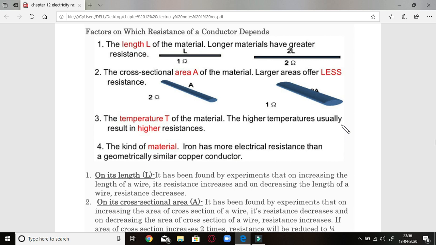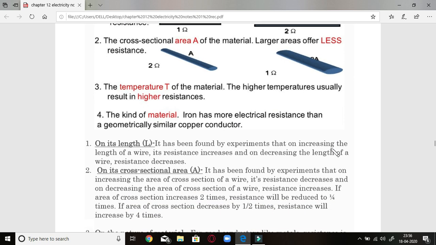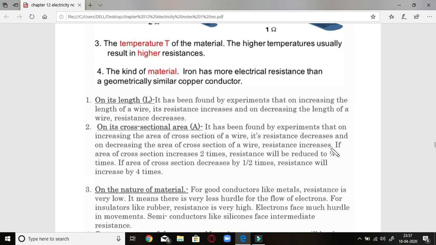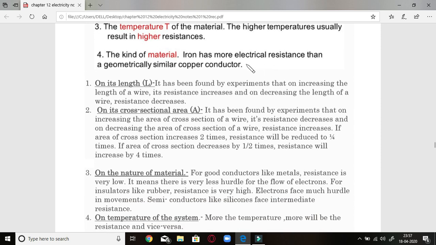The reason being that when we raise the temperature, metal ions also start moving inside the wire, and they cause a hurdle for the electrons to flow further, or they provide resistance for the flow of electrons. That's why higher temperature provides more resistance. Next is the kind of material, whether we use a conductive material or a semiconductor or insulator material, so the resistance varies. Good conductors have lesser resistance, whereas insulators have very high resistance in them.